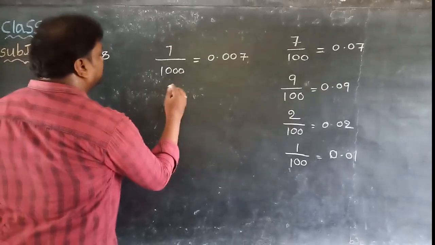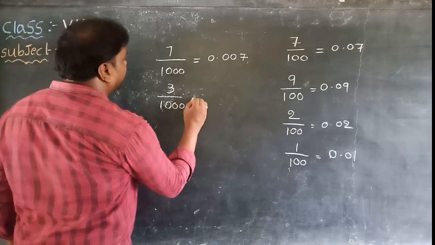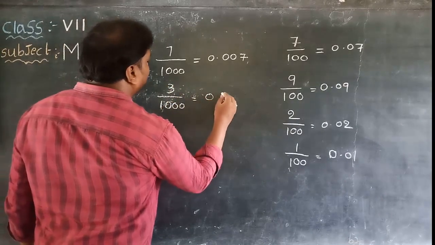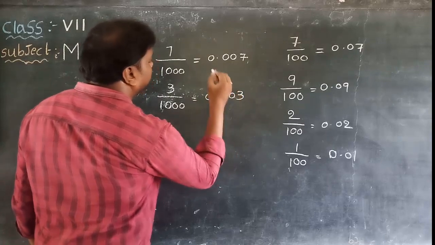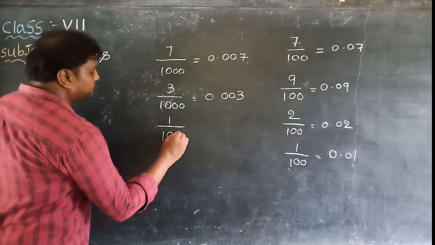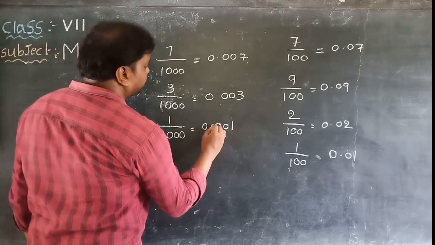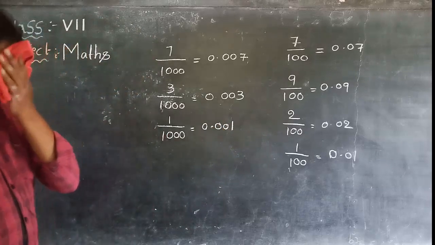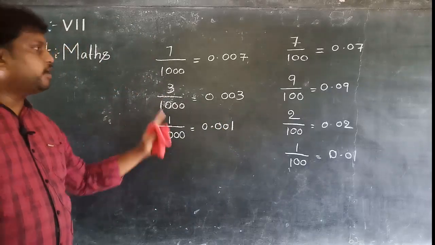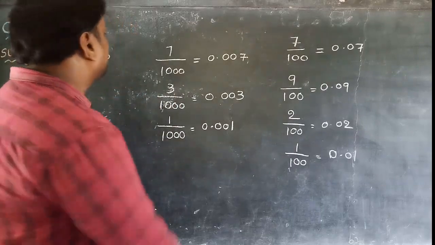Like that, 3 by 1000 equals what will we get? 0.003. 1 by 1000 equals 0.001. Okay, like this we have to convert fractions into decimals.